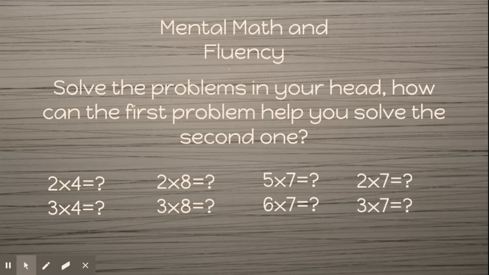And finally, 2 times 7 and 3 times 7. 2 times 7 is 14. 3 times 7 is 14 plus 7 more to make 21.